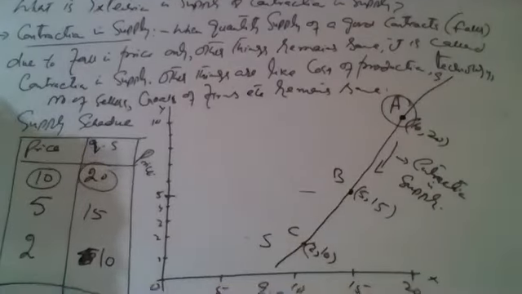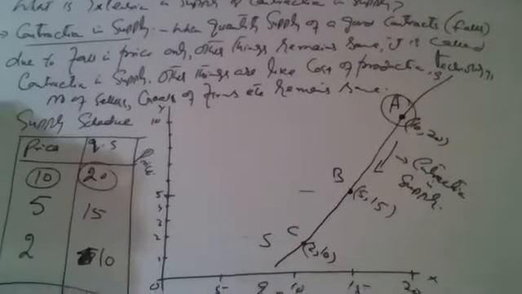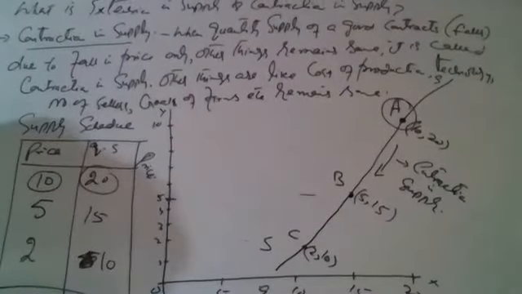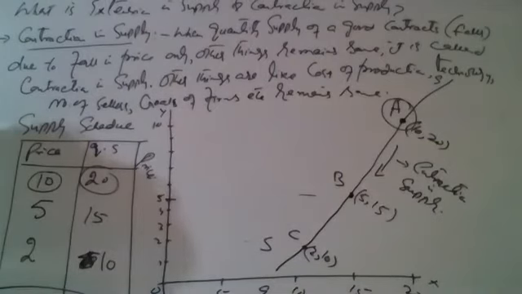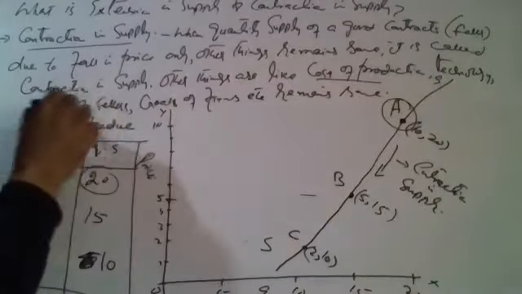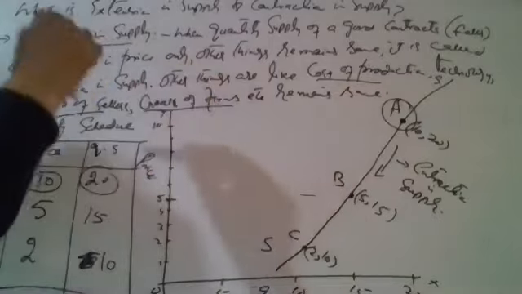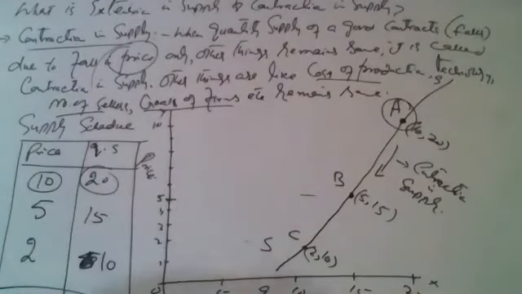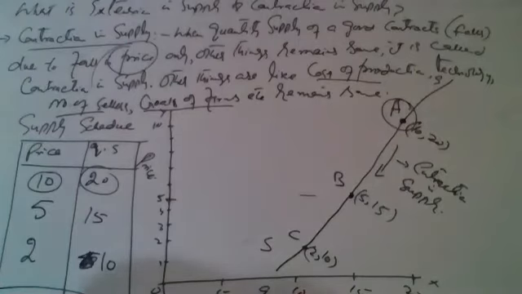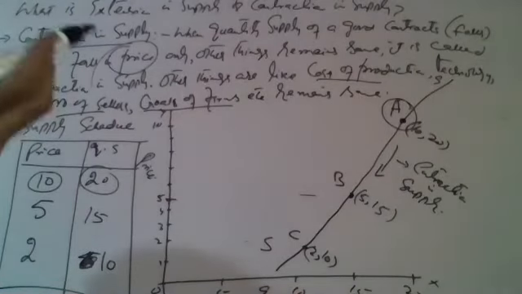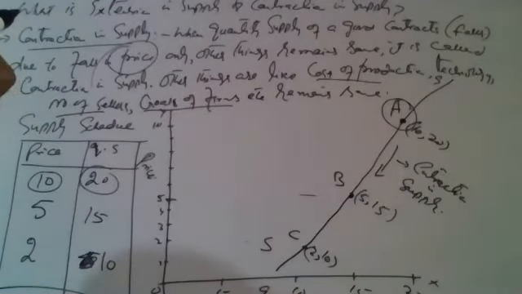So this is all about contraction in supply and extension in supply. Now the next topic is how other factors work when price remains the same. When factors like cost of production, number of sellers, technology change but price remains the same, how is there a change in supply? Either upward change or downward change.